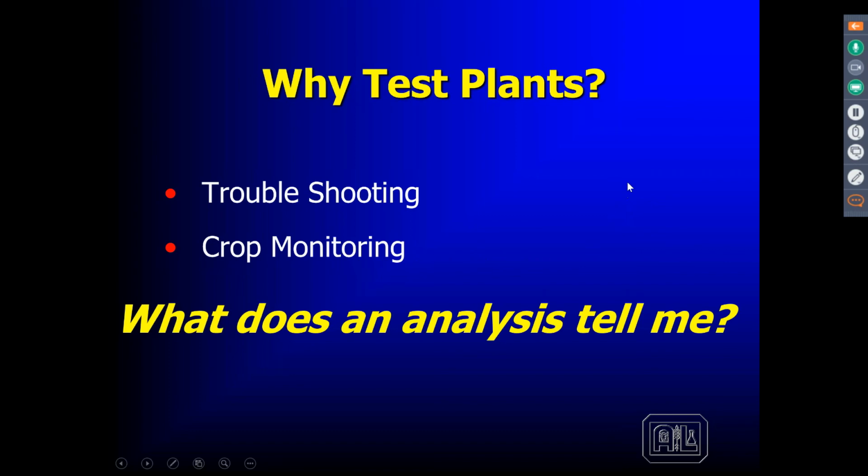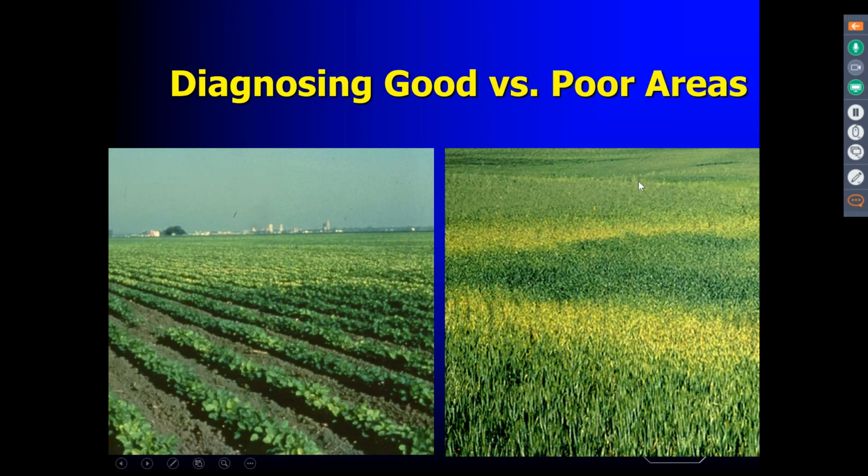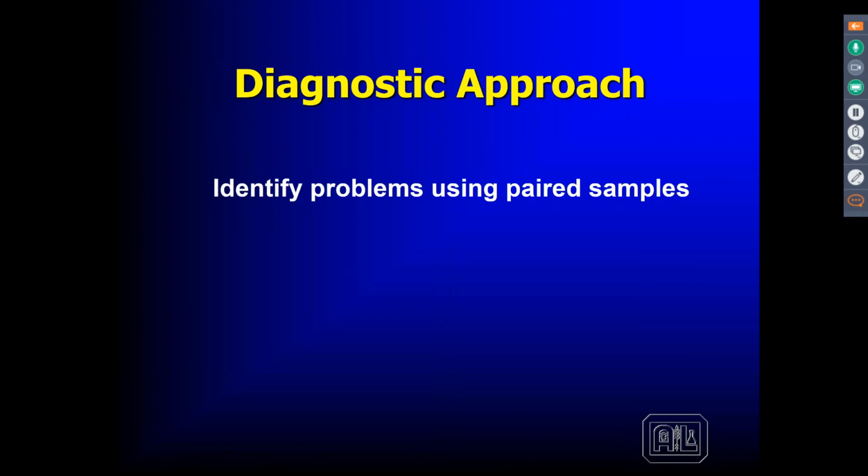So what does the analysis actually tell me? One, we can diagnose issues, and again, looking at bad areas versus good areas to understand what is actually going on so we can put things in place to correct it for future crops. In this approach, we're using paired samples. But whenever you're using any kind of a tissue program and you see these visual deficiencies or problems, always take a picture. This library of pictures can help you in the future identify things very quickly.